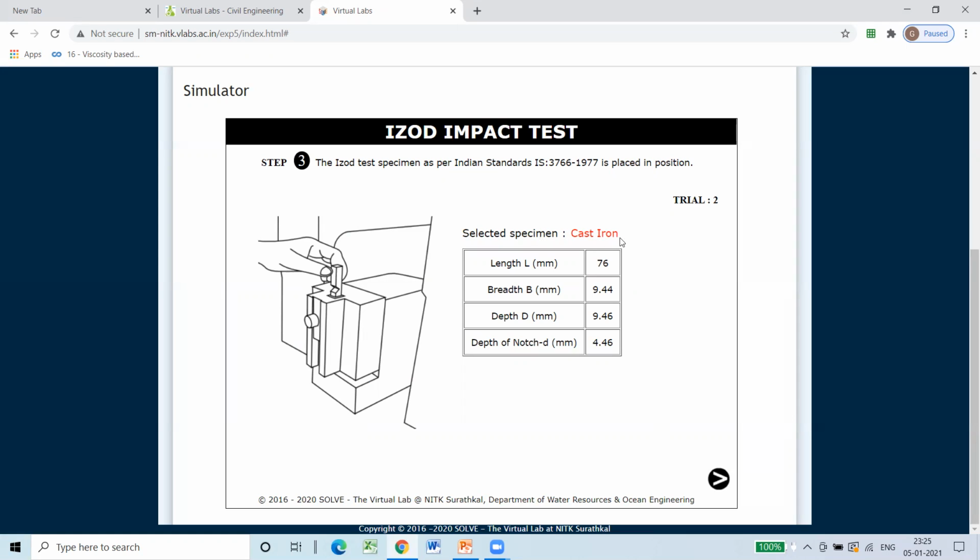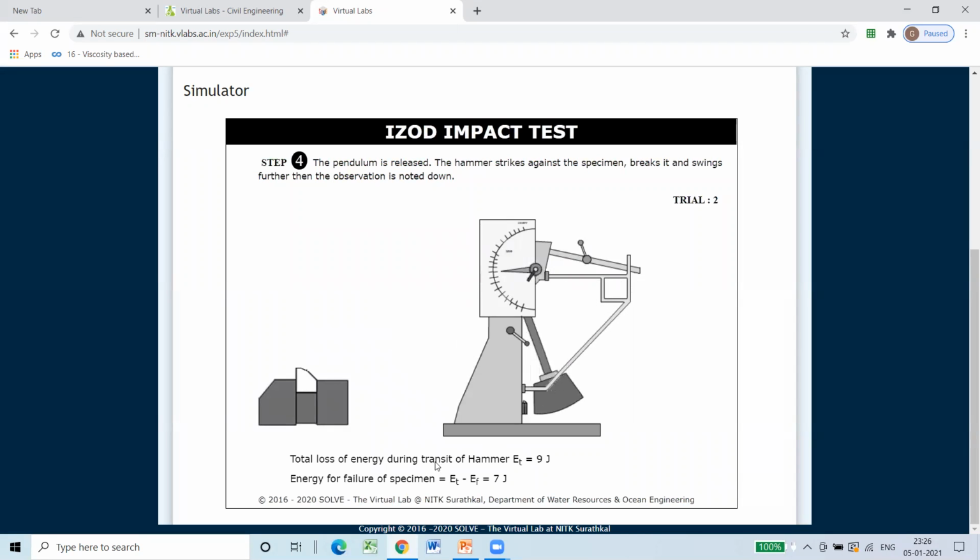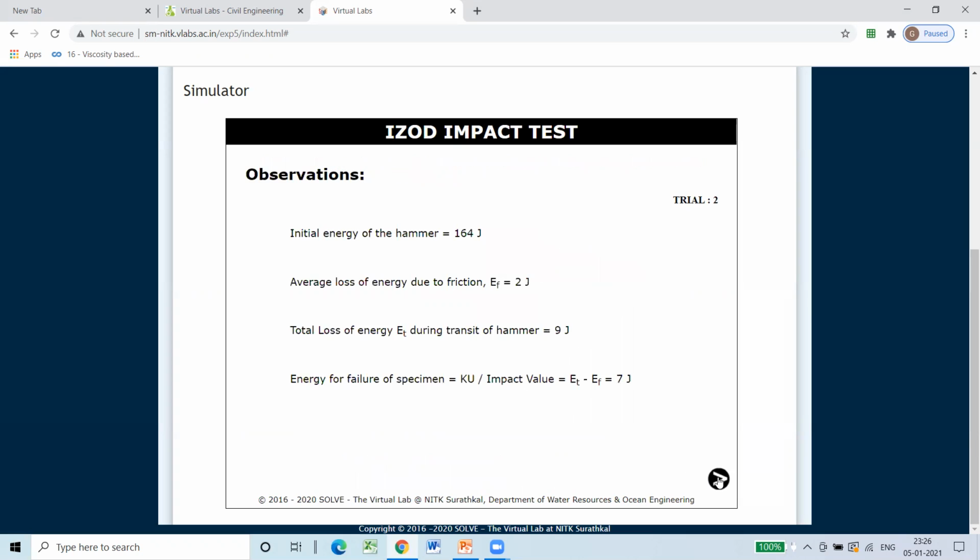So here the same cast iron specimen is used having the length of 76 mm, breadth 9.4 mm, depth 9.46 mm and depth of notch is around 4.46 mm. So I placed the specimen here and I am releasing the lever, and here total loss of energy during transit of hammer is recorded as 9 joule. Friction loss is around 2 joule. Therefore, 9 minus 2, that is equal to 7 joule. It is the energy for failure of specimen. So the same observation has been recorded here.